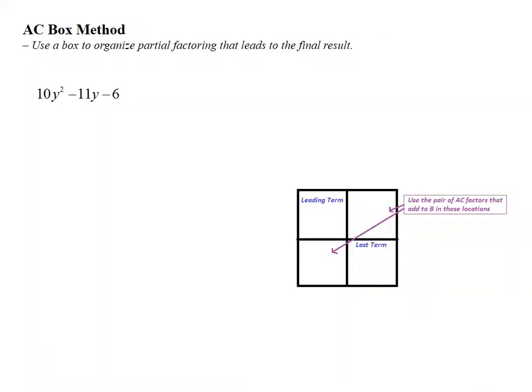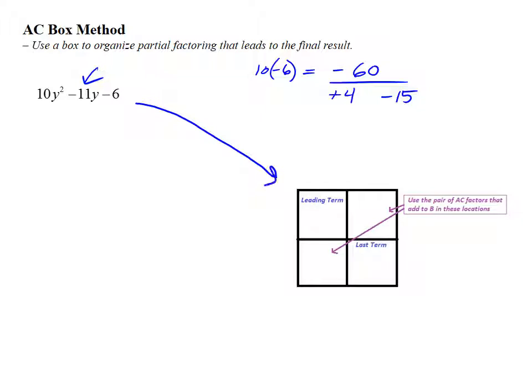Let's use the AC box method first. We have our example, 10y squared minus 11y minus 6. We were looking at that before. AC would be 10 times negative 6, which is negative 60. We factored that earlier and found that we wanted to use a positive 4 and a negative 15 to represent that B value of negative 11y. Now, how the box method works is we're going to take the first and the last terms and put it in a box. So we're going to just draw a quick box with 4 entries.